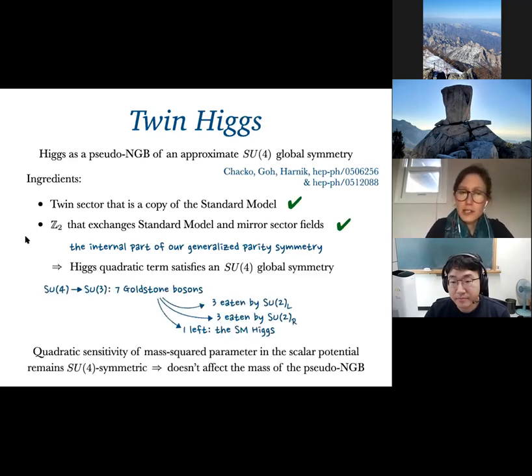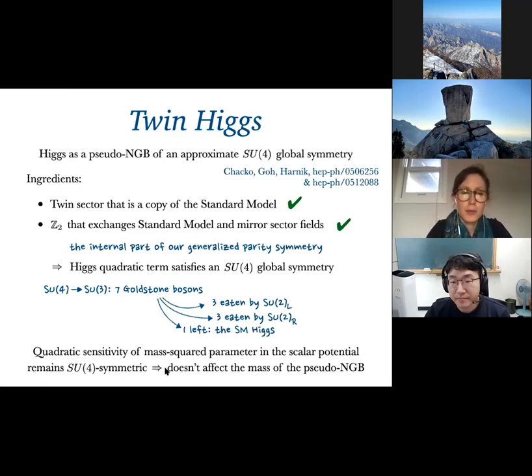So as an accidental consequence of this C2 symmetry, the mass squared in the Higgs potential satisfies an accidental SU(4) symmetry. This SU(4) symmetry is broken down to SU(3) when the Higgs gets its VEV. So this leads to 7 Goldstones. 3 of them become, as usual, the longitudinal modes of the SU(2) left gauge bosons. 3 become the longitudinal modes of the SU(2) right gauge bosons. And the leftover one we identify with the Higgs we've discovered.